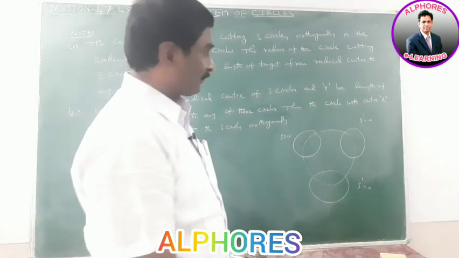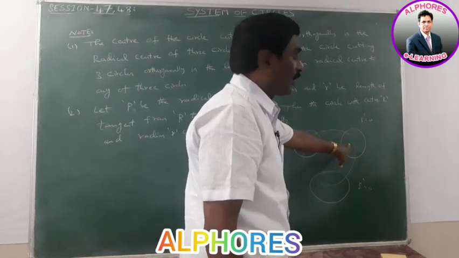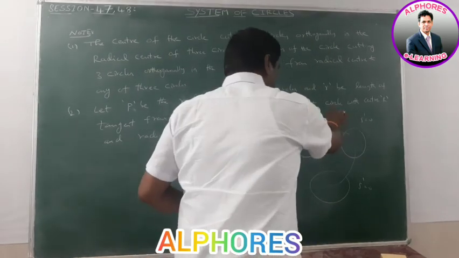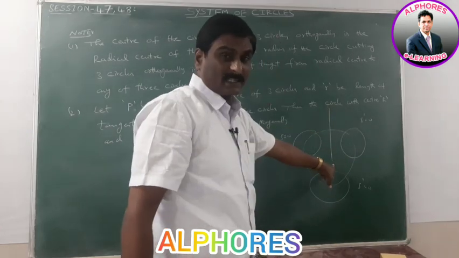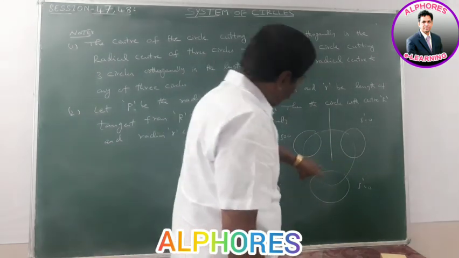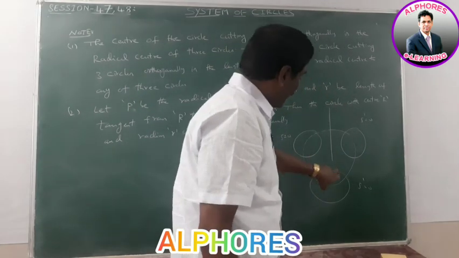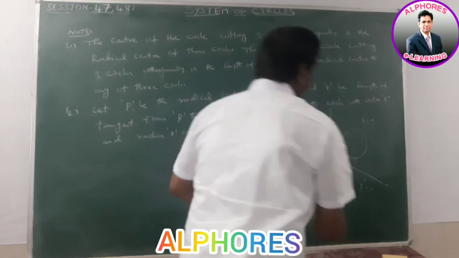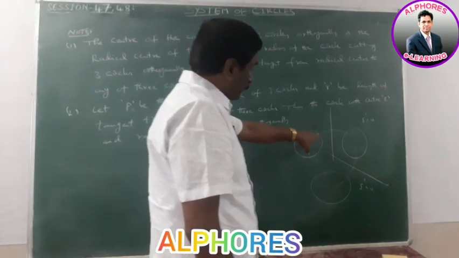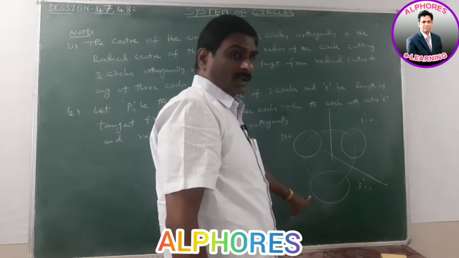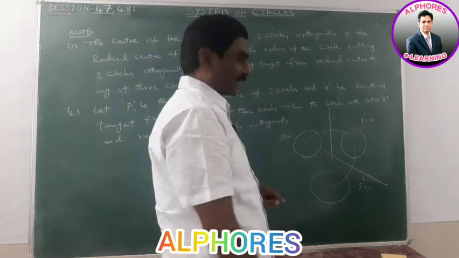Please observe this point. For a circle which cuts two given circles orthogonally, the locus of the center lies on the radical axis. That means the radical axis of 1 and 2 is this line, and the center of this circle must lie on it. Suppose the fourth circle cuts the second and third circles orthogonally, then the center must lie on the radical axis of circles 2 and 3. Similarly, if this fourth circle cuts 1 and 3 orthogonally, the center must lie on the radical axis of circles 1 and 3.